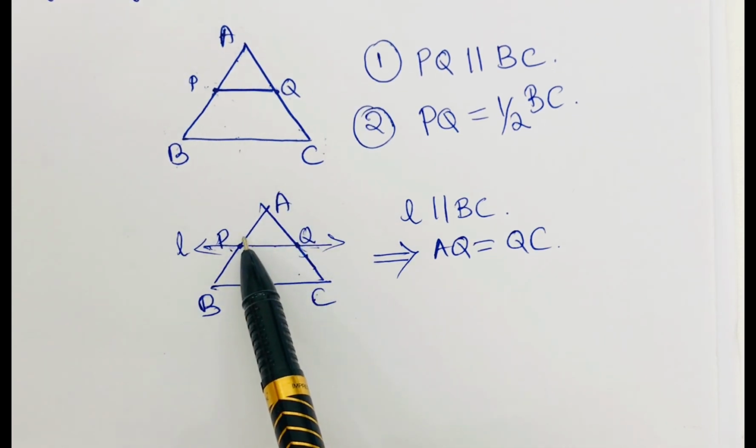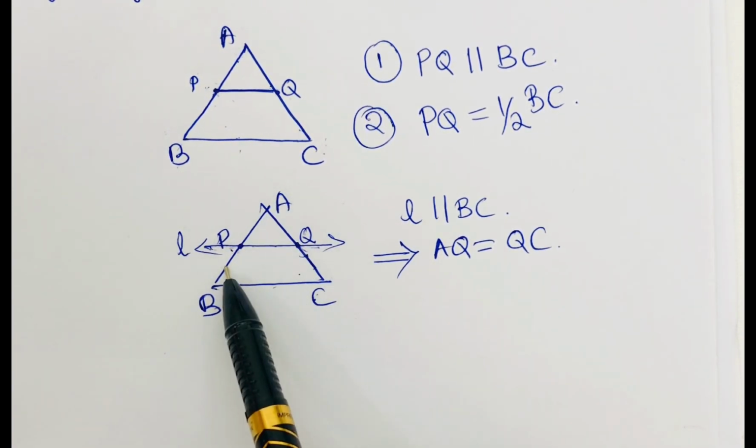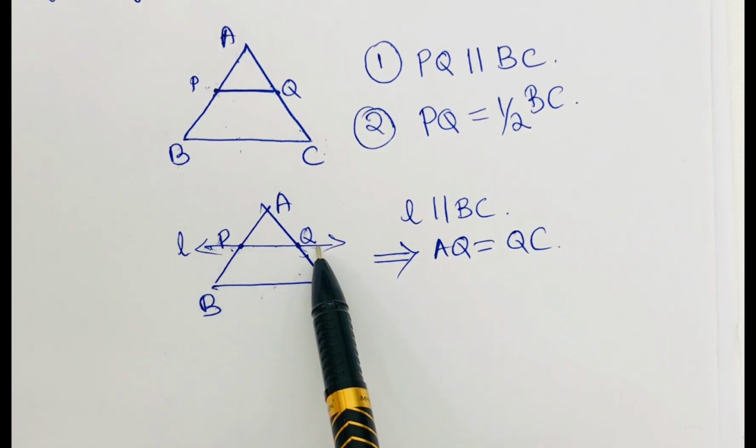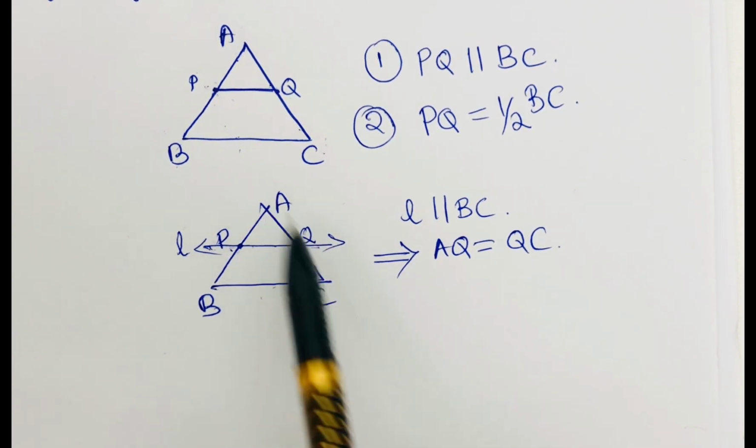And also, if a line passes through the midpoint of one side of a triangle parallel to the other side, then it passes through the third side while bisecting the third side.